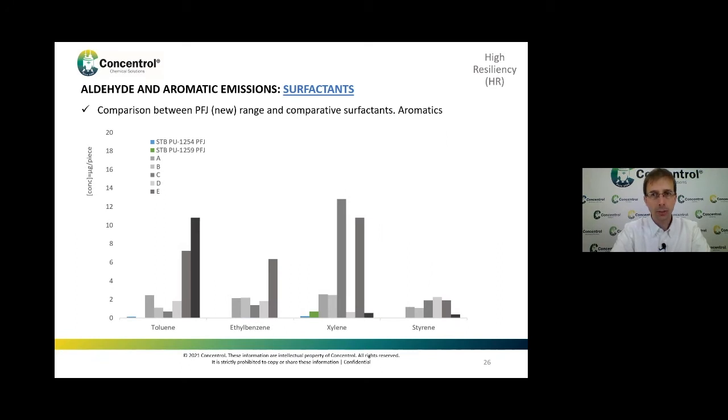Regarding the emissions of the aromatics, in the graph, we see that in most cases the values are pretty low, but again, with the PFJ references, the values are lower than most of the silicone surfactants used for comparative purposes. These very low values on the PFJ references are not strange considering that in the synthesis of this kind of silicone surfactants at Concentrol, we are not using aromatics in any case.